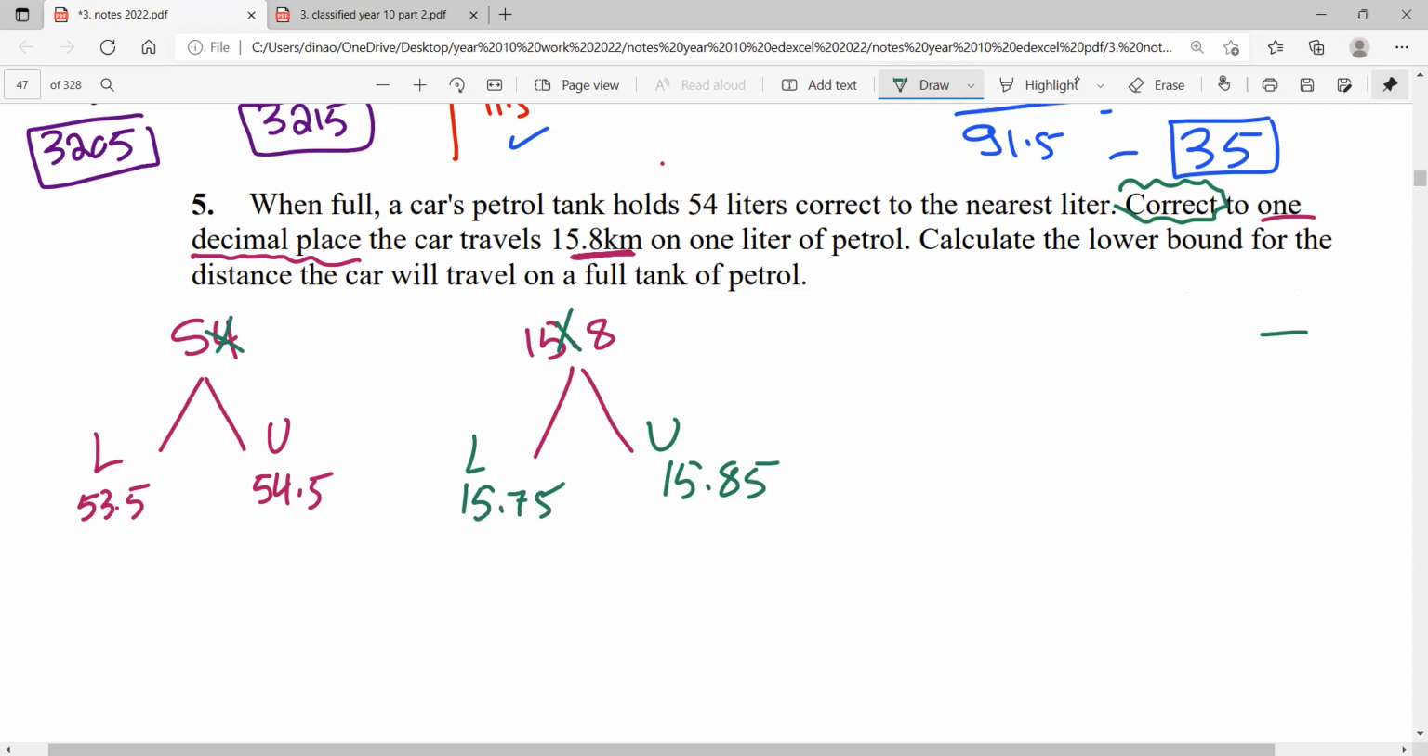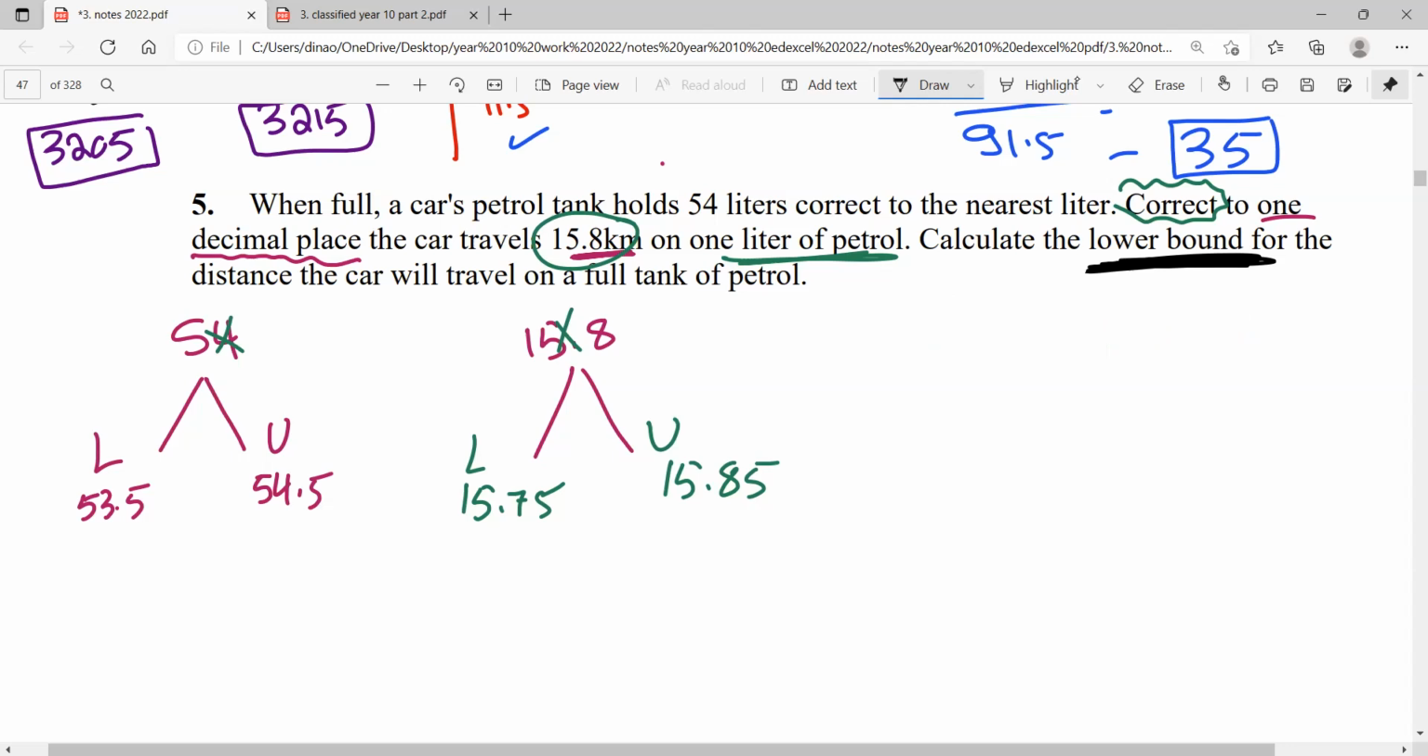What does this part mean? Correct to 1 decimal place, the car travels 15.8 kilometers on 1 liter of petrol. It means 1 liter of petrol will be enough for the car to travel 15.8 kilometers. Calculate the lower bound for the distance the car will travel on a full tank. So if we fill the car, how far will it go? That is what is asked.